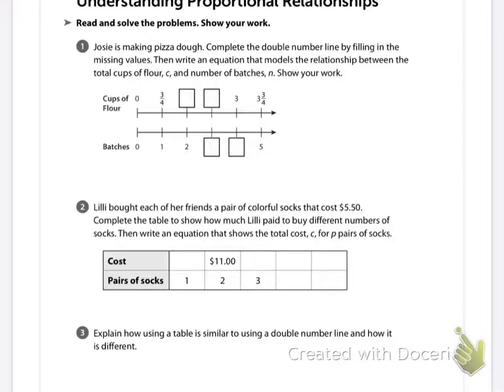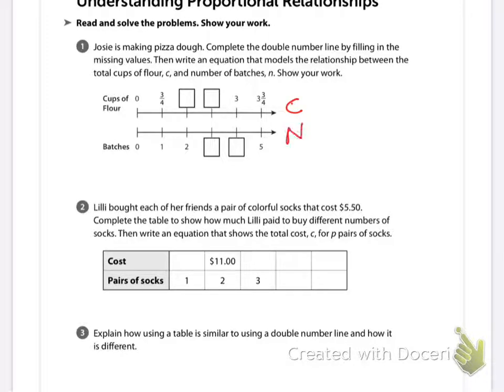This is page 14 from the packet, the introduction to understanding proportional relationships. Number 1, Josie is making pizza dough. Complete the double number line by filling in the missing values. Then write an equation that models the relationship between the total number of flour, C, and the number of batches, N.